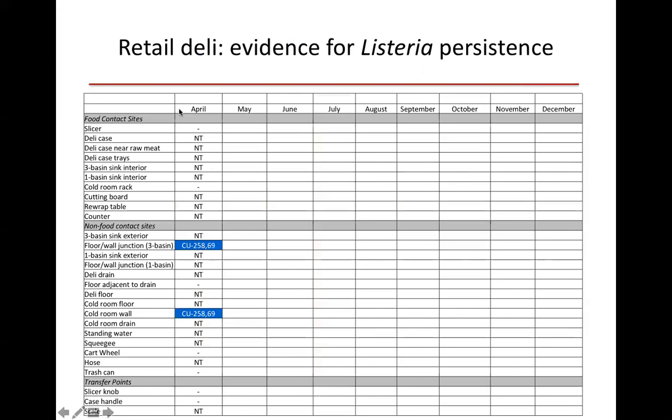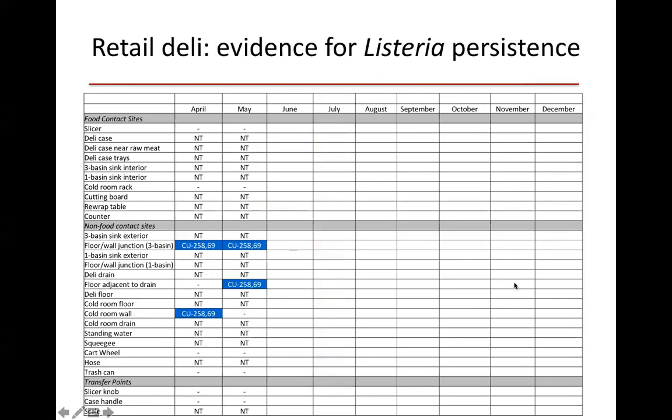So for this particular deli, when we went in April, we only found 2 positives, but they were both the same type of Listeria. One was in a floor-wall junction below a 3-basin sink, and another was in the cold room on the wall. Sampling was done again in May, and you can see again we have the same site positive with the same Listeria. So it looks like either Listeria is able to survive there over time and avoid cleaning and sanitation, or it's reintroduced to that site.